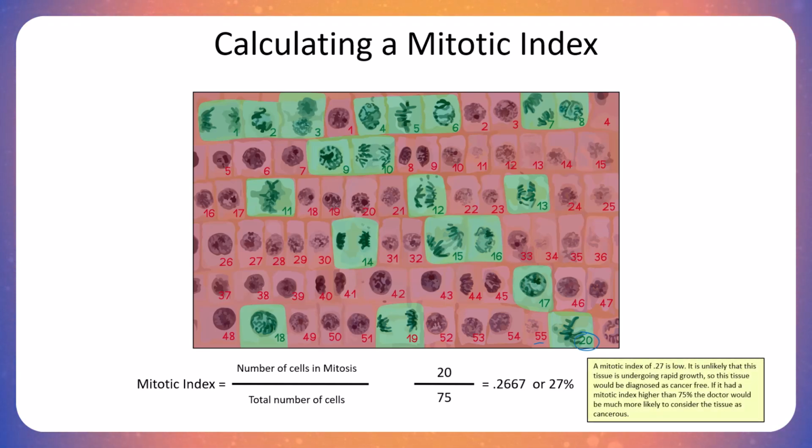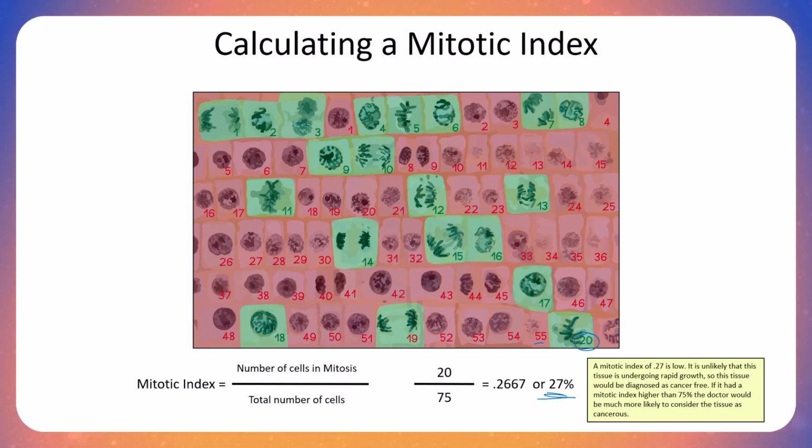A mitotic index of 0.27 is low. It is unlikely that this tissue is undergoing rapid growth, so this tissue would be diagnosed as cancer-free. If it had a mitotic index higher than 75%, the doctor would be much more likely to consider the tissue as cancerous. Why do you think it's important as an oncologist or a doctor that specializes in cancer to look at tissue samples and compute a mitotic index?